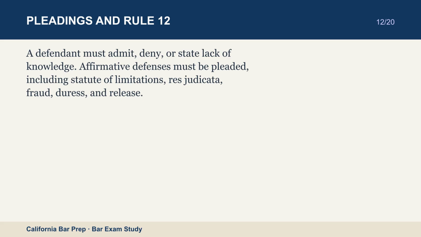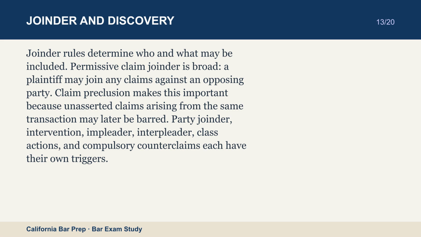Joinder rules determine who and what may be included. Permissive claim joinder is broad. A plaintiff may join any claims against an opposing party. Claim preclusion makes this important because unasserted claims arising from the same transaction may later be barred. Party joinder, intervention, impleader, interpleader, class actions, and compulsory counterclaims each have their own triggers.